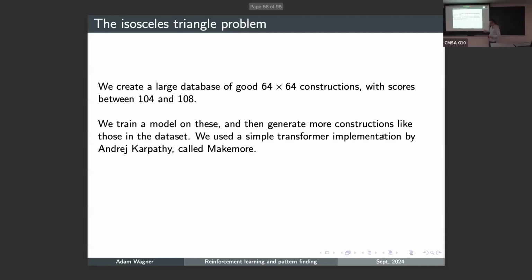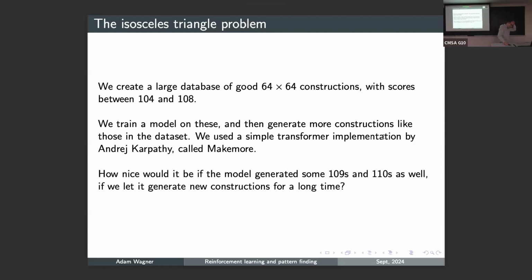We had this big database, and we gave it to a transformer. We used a very simple implementation of a transformer called Wagner that's available online, and I really recommend it because it comes with a nice tutorial video, so I can actually understand what's going on in it, and it's very simple and easy to modify. So you take this big database of lots and lots of good constructions, you show it to the transformer, and then you tell it, pretty please give me more constructions like the ones I just showed you.